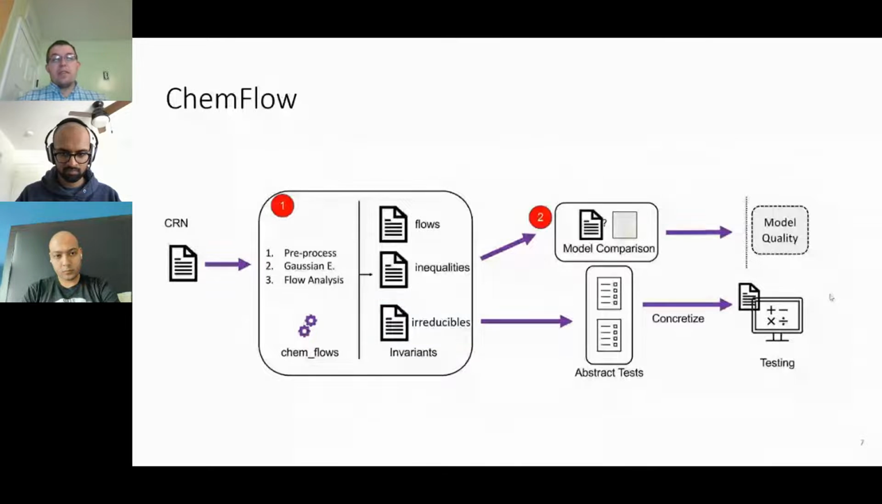We can then use these invariants to do model comparison to compare these molecular programs and see if there are issues in the larger model. We can also use them to generate test suites that can be implemented in the current state-of-the-art ChemTest, which is used to evaluate chemical reaction networks for faultiness.